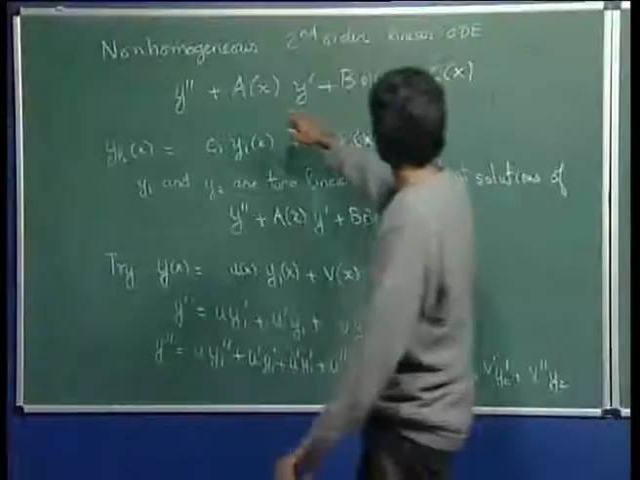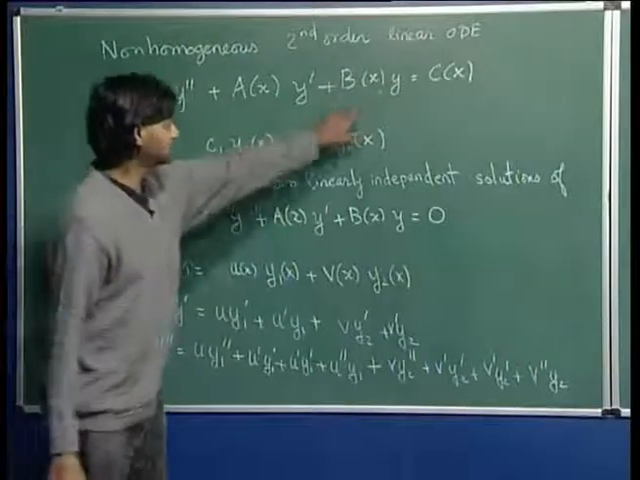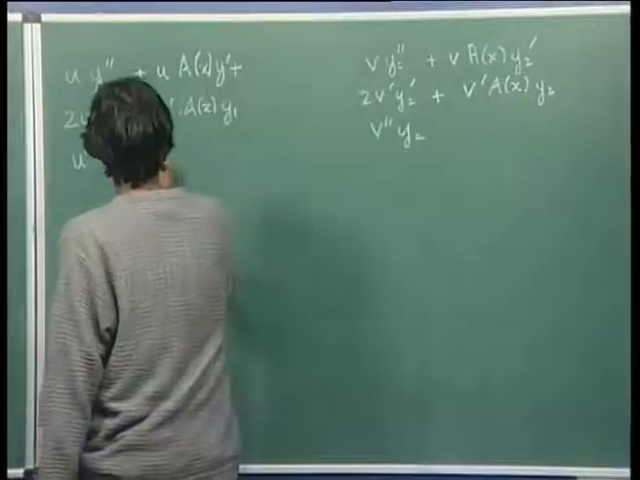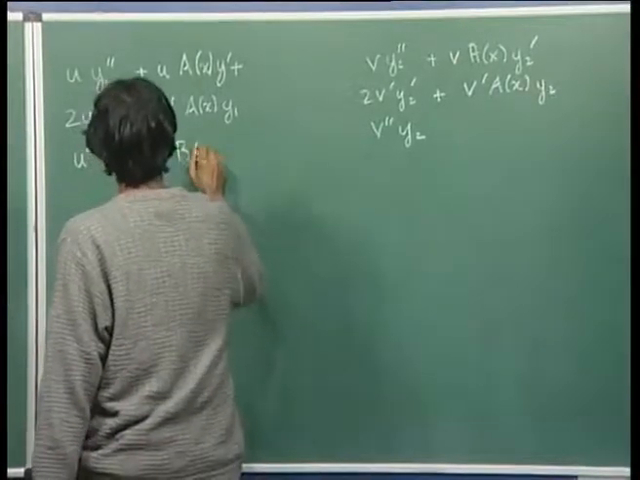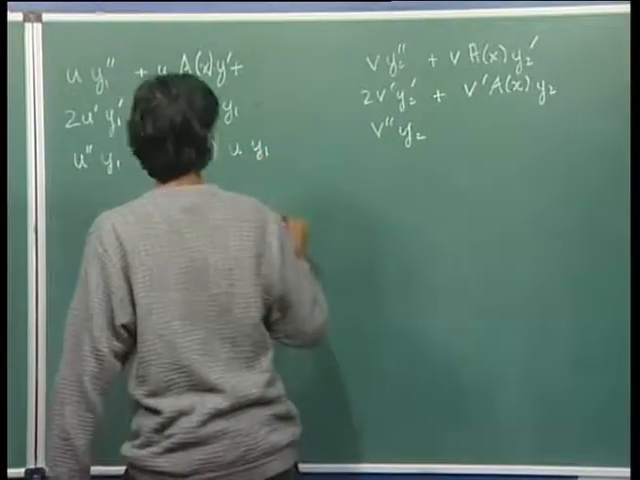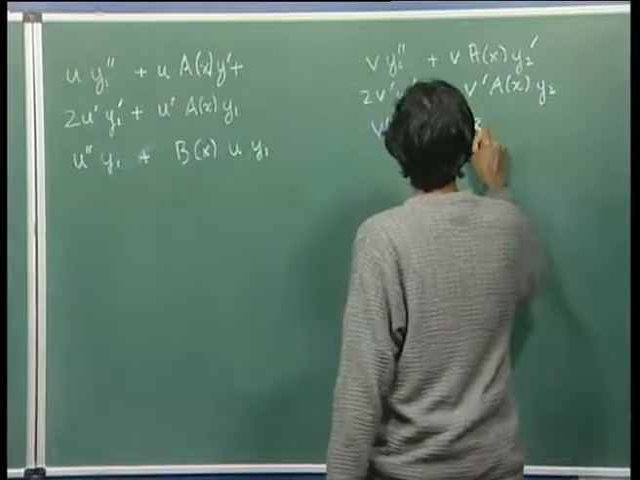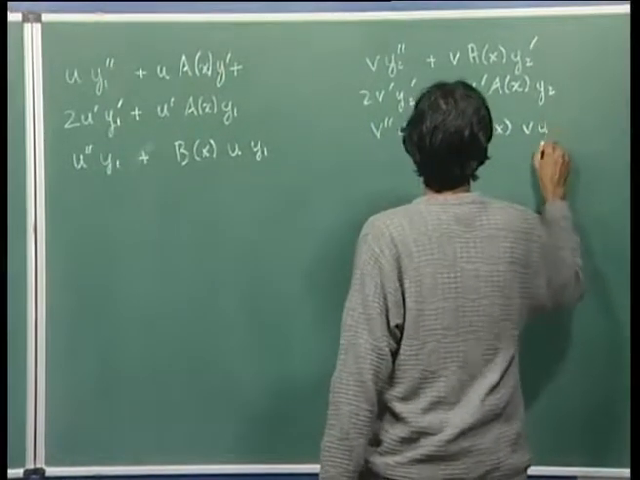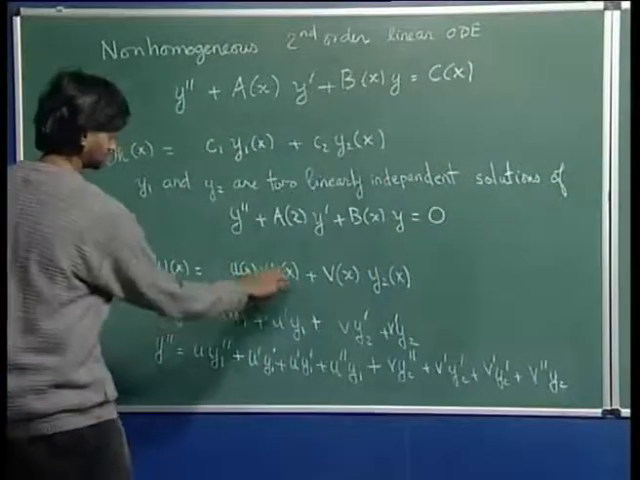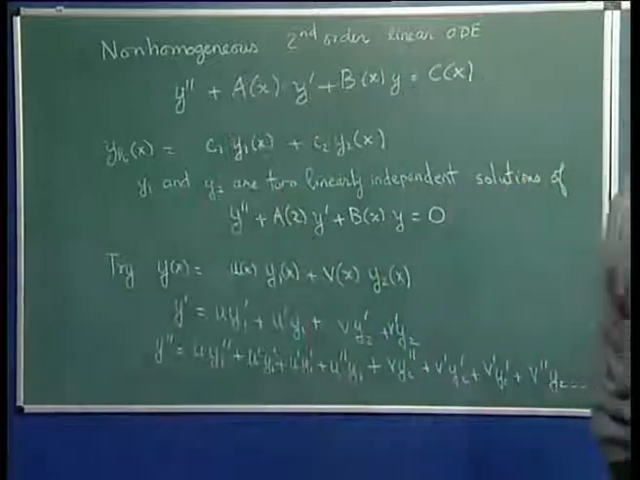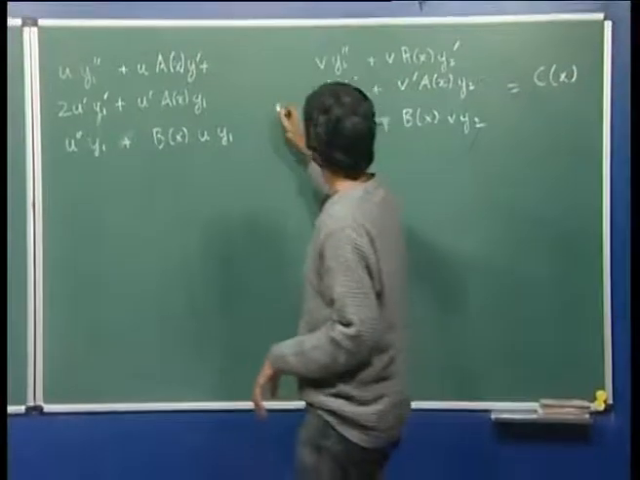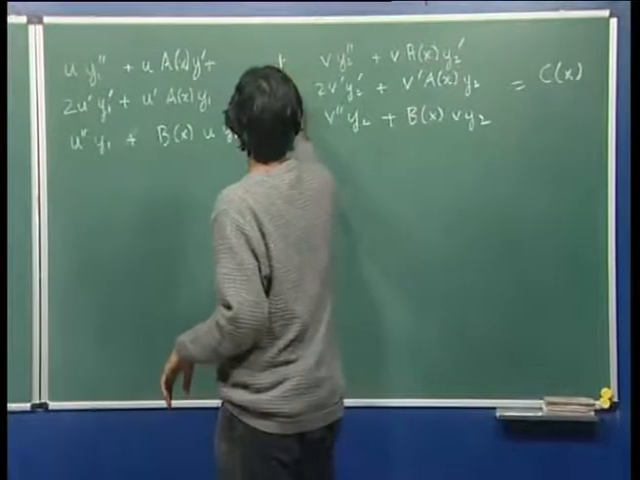Okay, so that is what I get from a of x y prime. Then from b of x y I will get two terms: u y1 and v y2. So I will just get this. This whole thing should be equal to c of x. The sum of all these terms should be equal to c of x.